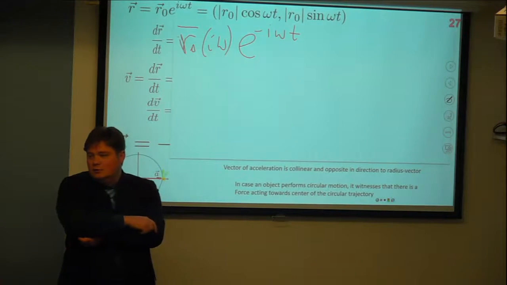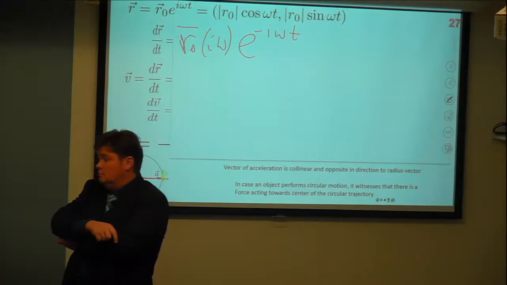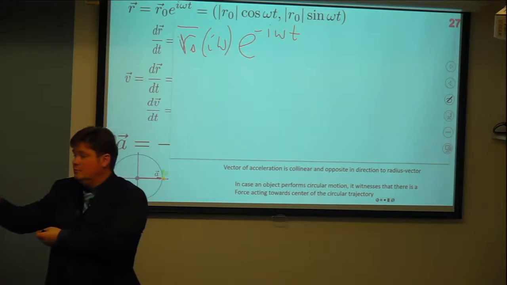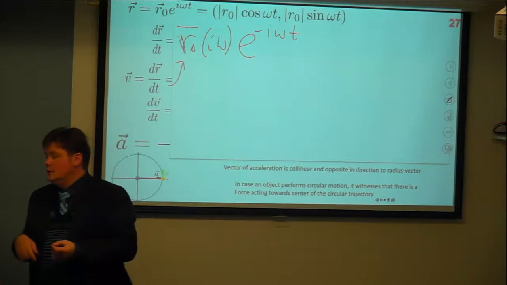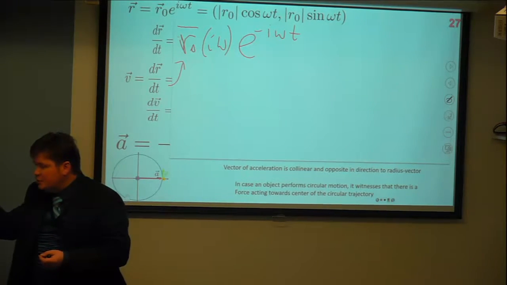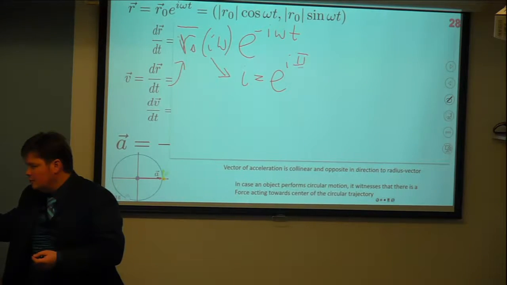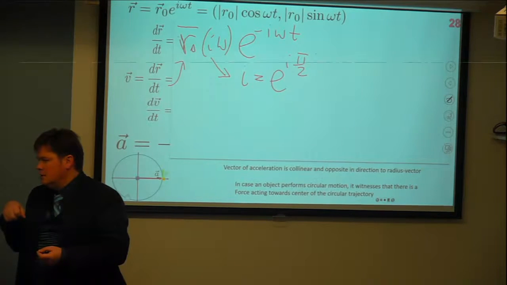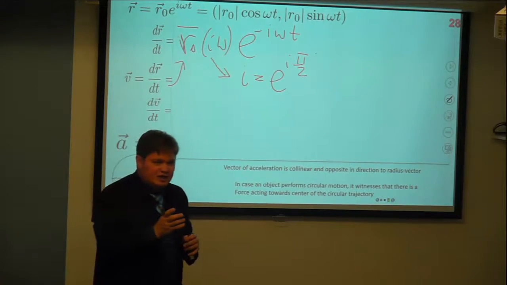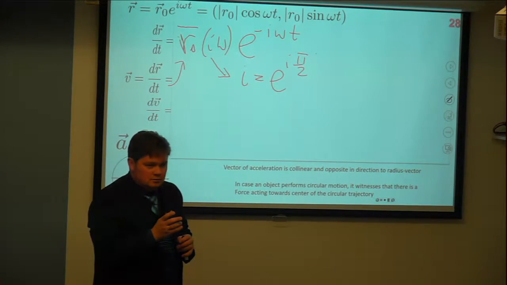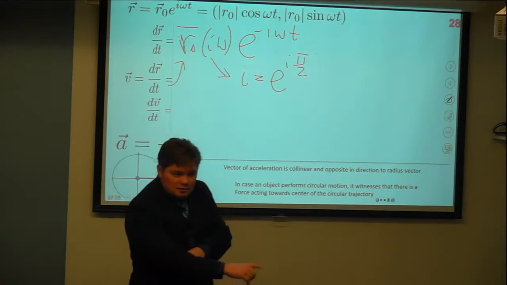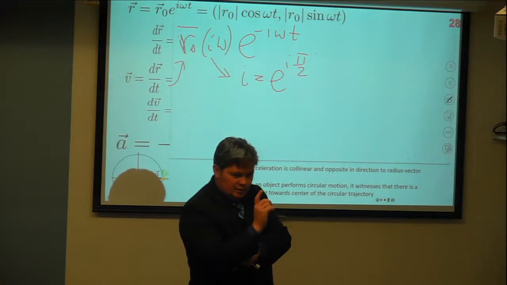What if you, so it will be velocity, right? So the imaginary unit here, i, is equal to e to the i pi over 2. It means that there will be a phase shift. Phase shift by pi over 2, which means rotation by pi over 2.